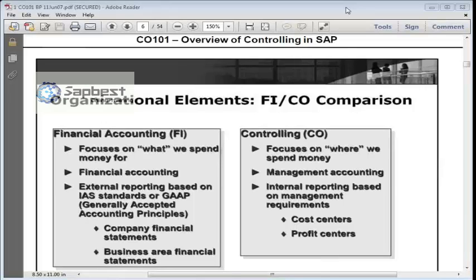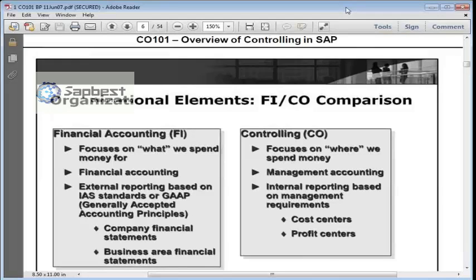CO is mostly for the managers, it's only for internal. CO also gives you two things. One is the overhead cost: what is my overhead cost within the company, and what is my product cost for the goods that I'm manufacturing inside the company. FI will give you the financial balance sheet, income statement, and your cash flow analysis. FI has to be mostly for GAAP or international accounting standards. But CO is only for internal, right? There are no standards, so it's up to you to define how you want to report those things.